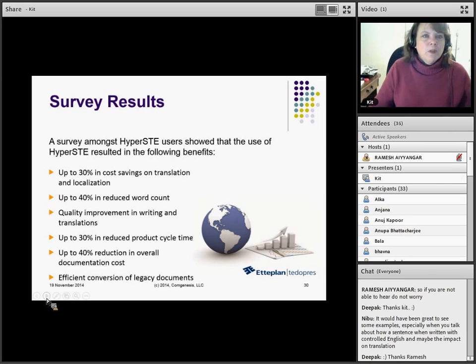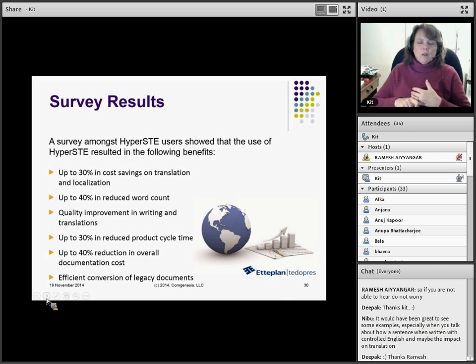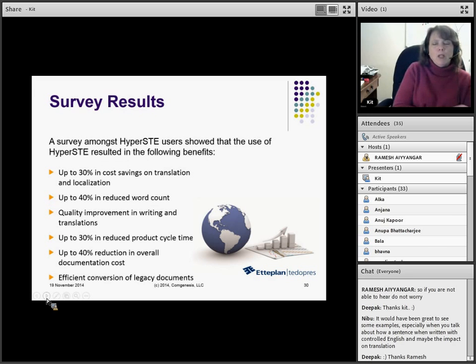Some other examples, they did a survey of their users, HyperSTE users, to show what the average benefits were. Up to 30% in cost savings on localization, up to 40% reduction in word count, and 30% reduced in product cycle time. So that means that from the time they started a project until it got released to the public, it was about 30%, and a 40% reduction in overall documentation, plus conversion of legacy content. These are huge. And if you start putting dollars or rupees or euros to these numbers, that becomes a pretty significant return on investment to the bottom line for the company.